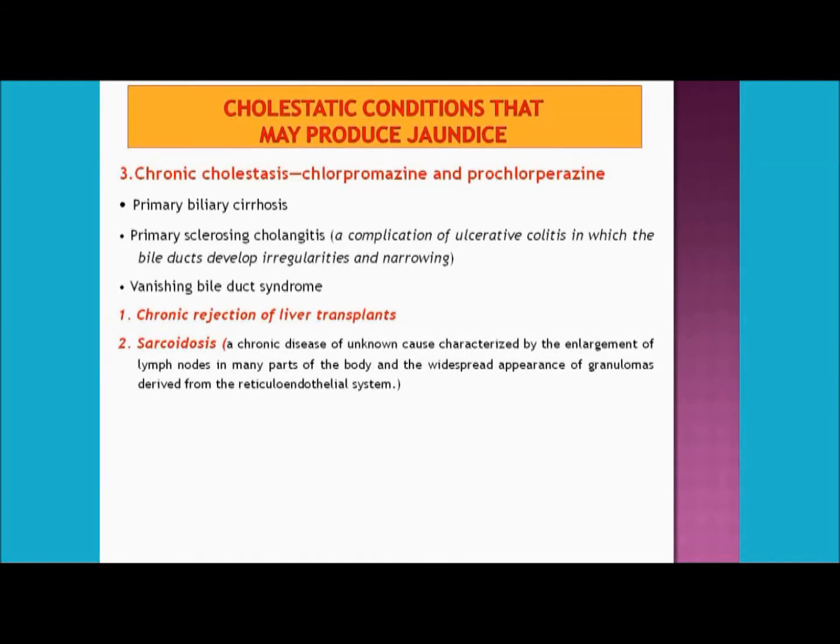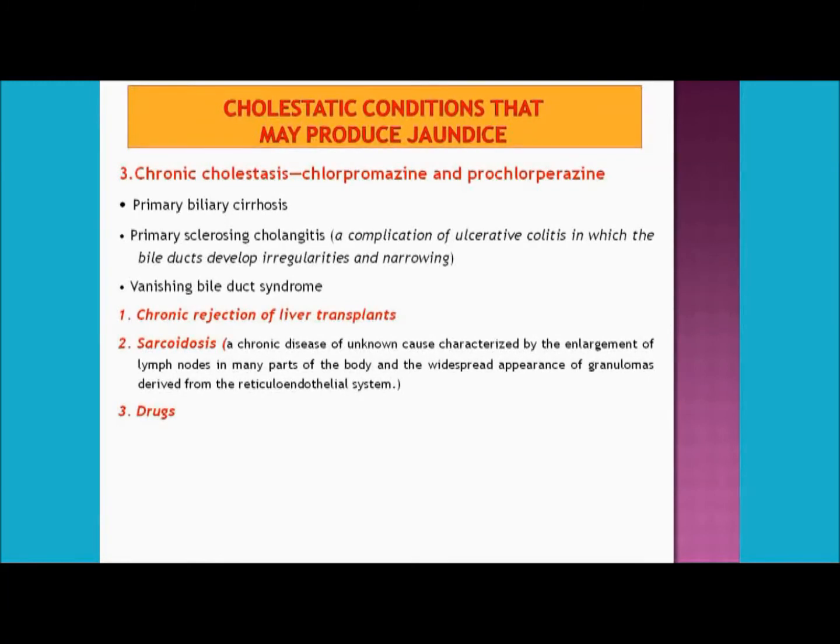So what is sarcoidosis? It is a chronic disease of unknown cause, characterized by the enlargement of the lymph nodes in many parts of the human body, and the widespread appearance of granulomas derived from the reticuloendothelial system. This is a pathological condition. This is sarcoidosis, right?